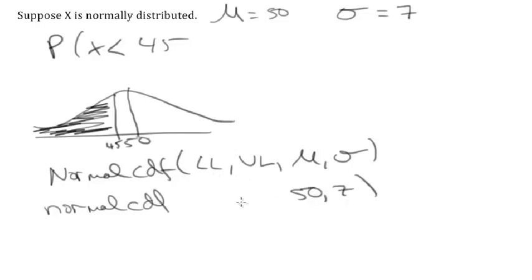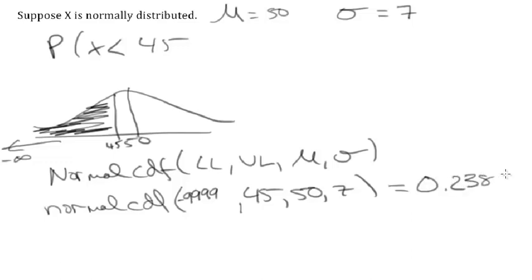The upper limit is 45. What the heck is the lower limit? Really, this goes all the way out to negative infinity, but you don't have a negative infinity button on your calculator. So what you're going to do is put in something ridiculously low. Okie doke. And if you do that, you are going to get 0.2389.